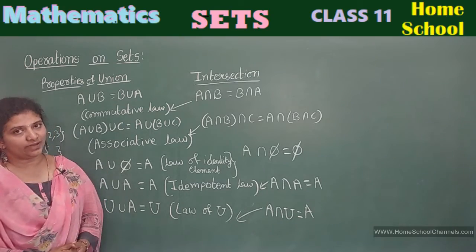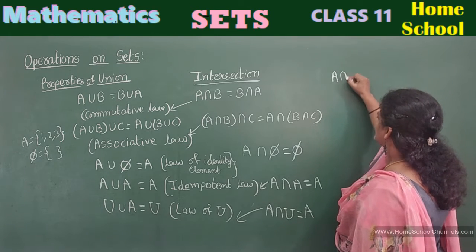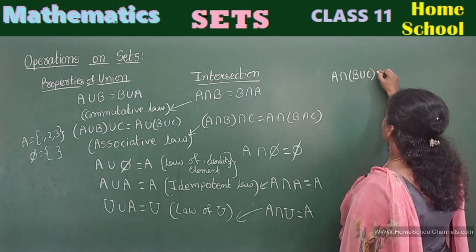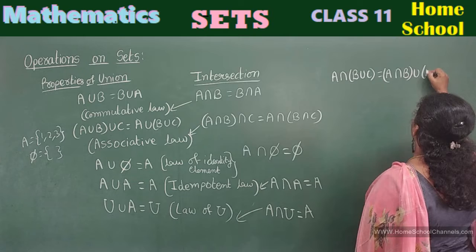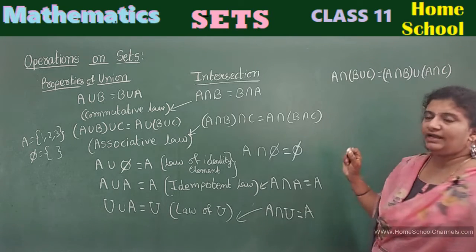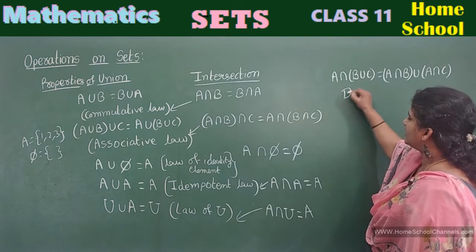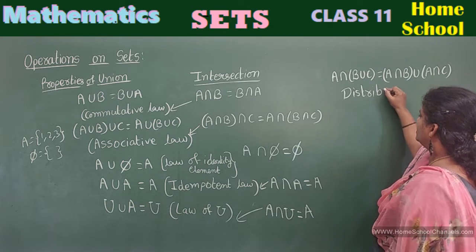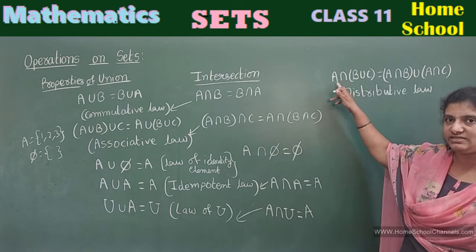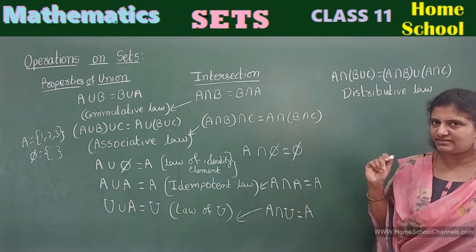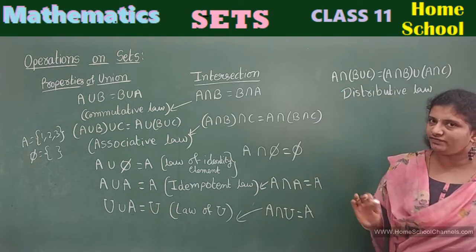Next we are going to write one more law, that is distributive law. A intersection of B union C is equal to A intersection B union A intersection C. Intersection is distributive over union of sets. So you can say this as distributive law. How can you write the statement? Intersection is distributive over union of sets.